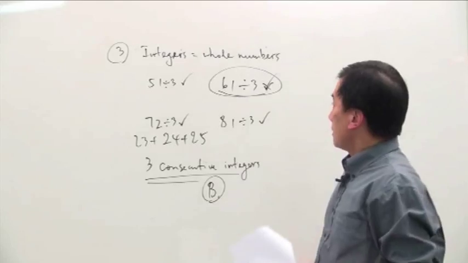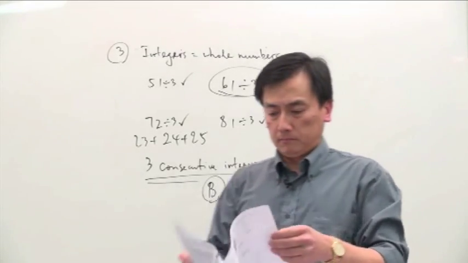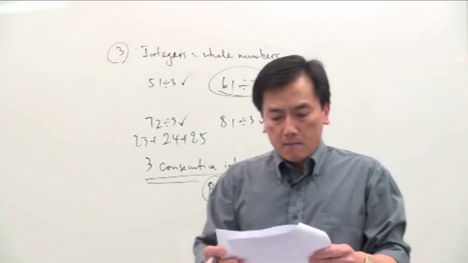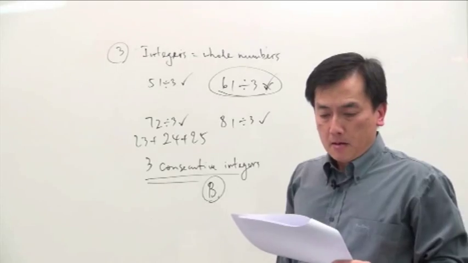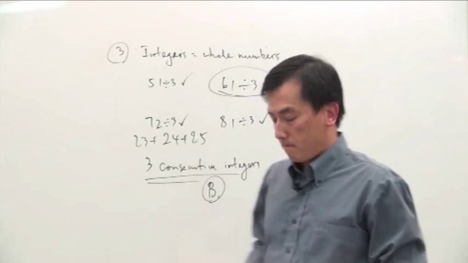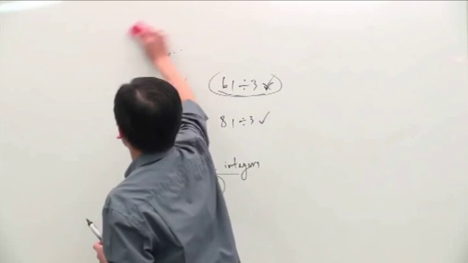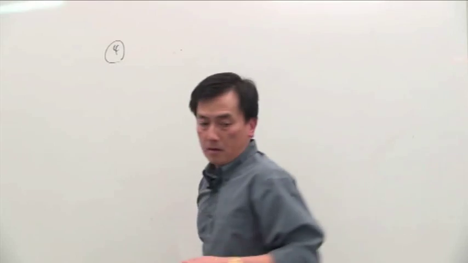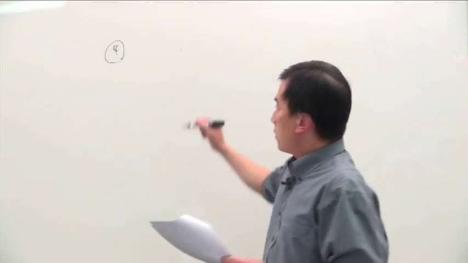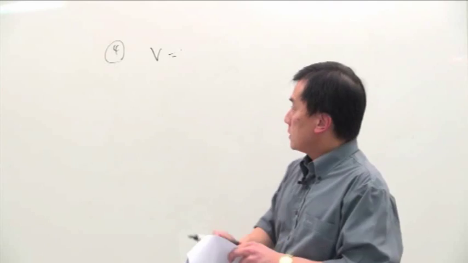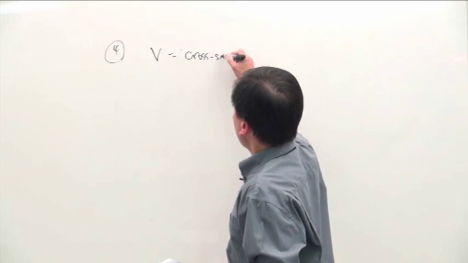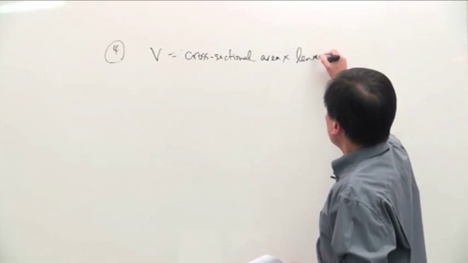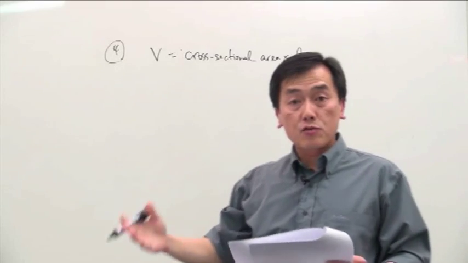Okay? Now, let's look at example 4. You're given a triangular prism. Now the question is, what is the volume of this figure? Now if you can remember, the volume of any particular prism will just be the cross-sectional area times the length or the depth of the actual prism.